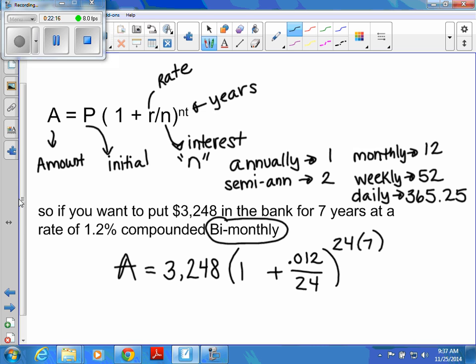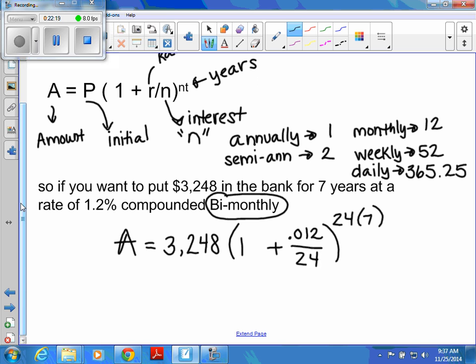And now all you're going to do is take out your calculator to solve this. I would do the 24 times 7 first to know what 24 times 7 is. It is 168. So this stands for 168. So now you have to do order of operations, and that is your parentheses first. You need to do 0.012 on your calculator, divide it by 24, and just leave it in your calculator. Take 0.012, divide it by 24, whatever that is on your calculator, add 1 to it.